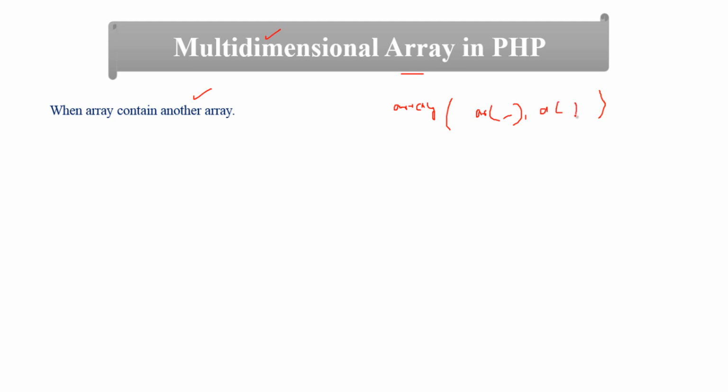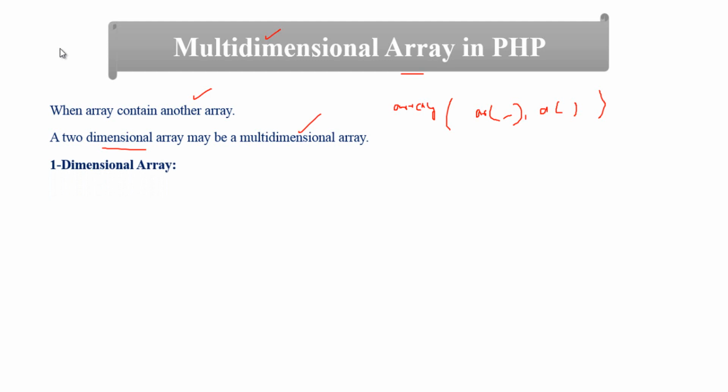So in a multi-dimensional array, actually we store items, and that item is actually another array which contains more items. A two-dimensional array may be a multi-dimensional array. One-dimensional array: so what type of array is a one-dimensional array? The array in one column or row is known as a one-dimensional array.